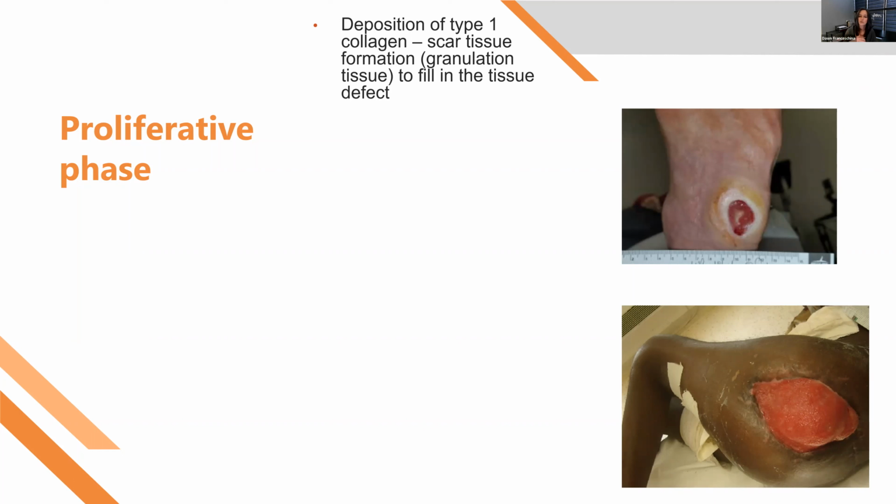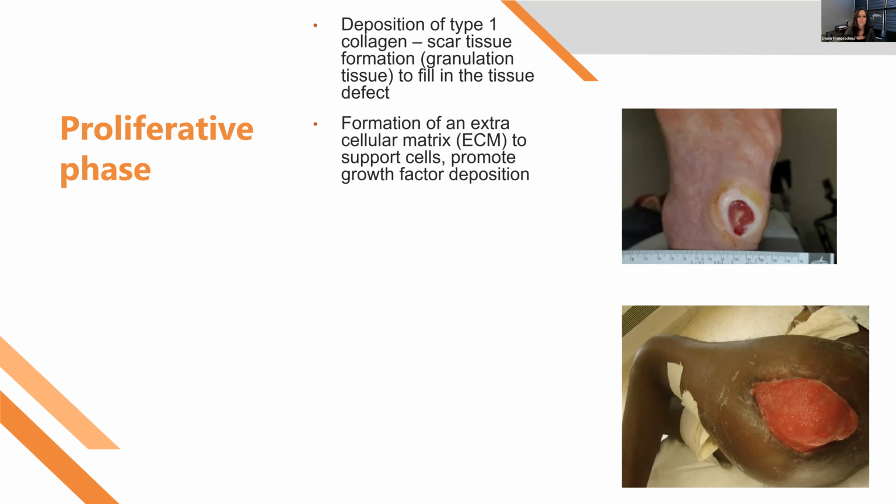So granulation tissue is just scar tissue that we can see in the wound itself. So when you think of a scar, we all have scars from some sort of past injury or surgery. Below that was granulation tissue formation, if it was an open wound, that grew to fill in that tissue defect. And it's primarily type 1 collagen that is deposited to grow that healthy tissue. There's also formation of this extracellular matrix. It's a beautifully complex matrix that helps to support the cells that come in for healing, and they promote growth factor deposition.